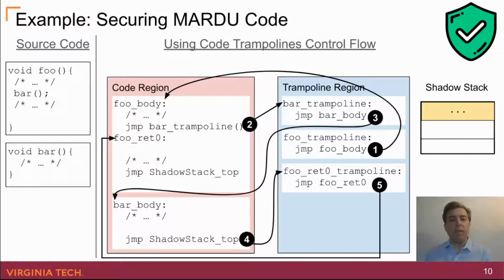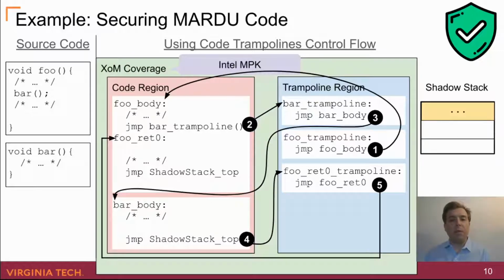which finally returns us to foo, allowing execution to continue. It should be noted that both code and trampoline regions are protected by execute-only memory via Intel memory protection keys, also known as MPK. By covering these sensitive regions with MPK, any attempt to read or write these regions will cause a memory permissions violation and crash the application. This will then trigger re-randomization of any associated shared code still being used by other processes.